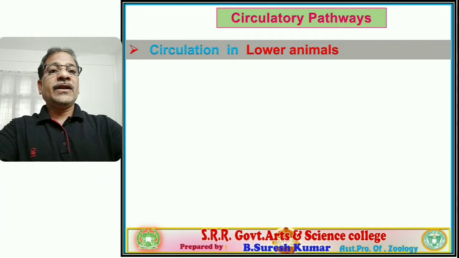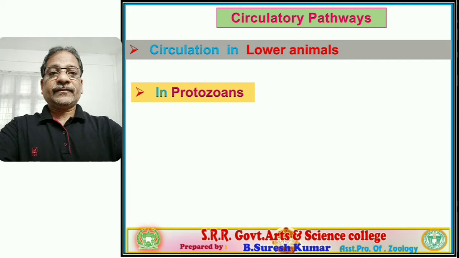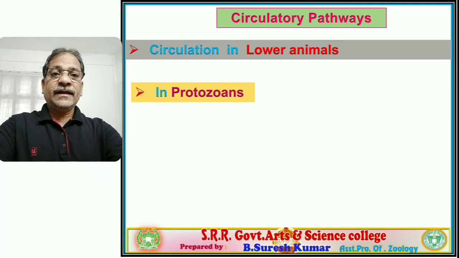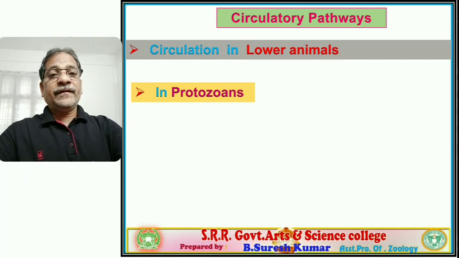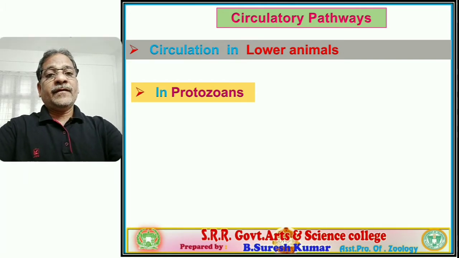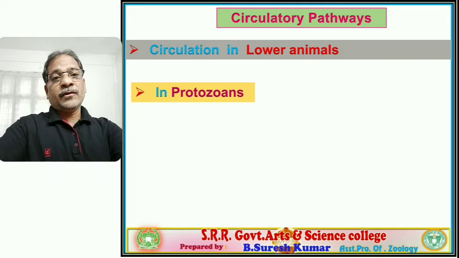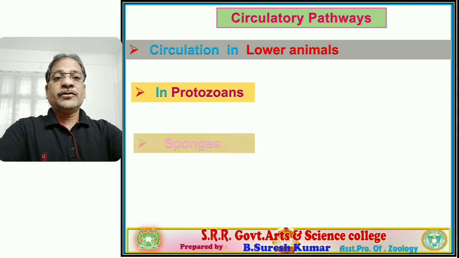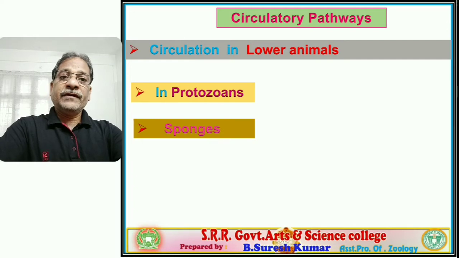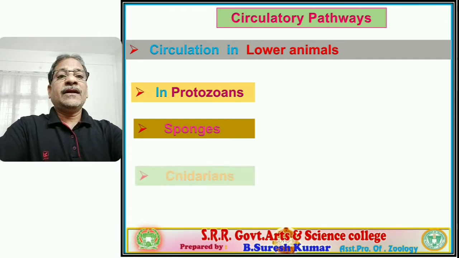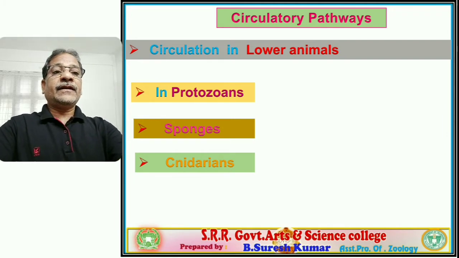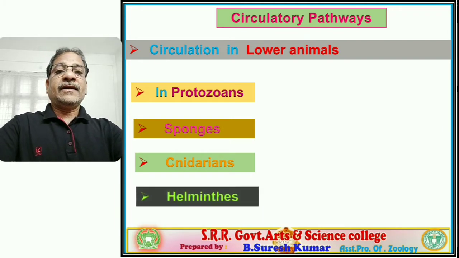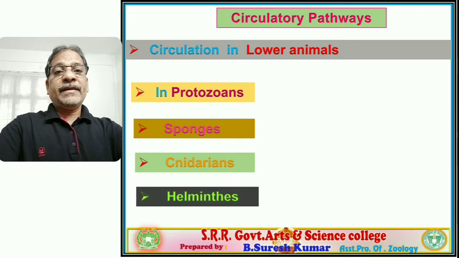Let us see the circulation in lower animals. Of course, in Annelida the circulatory system first evolved. What about the phyla before it? Before Annelida, the phylum Protozoa is present, and later the phylum Porifera, the sponges. Next, the Cnidarians, phylum Coelenterata, and Platyhelminthes, Nemathelminthes.